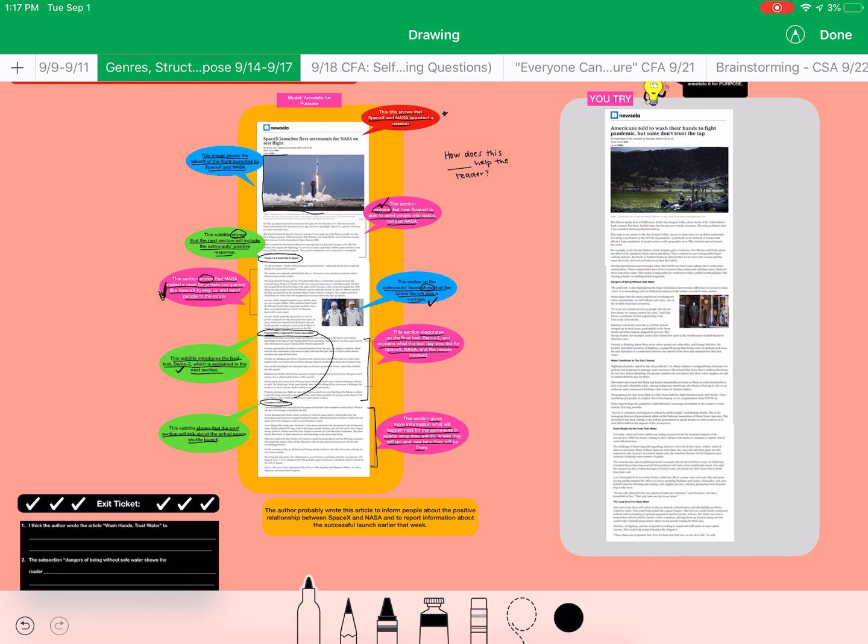That shows me that the author probably wrote this article to inform people about the positive relationship between SpaceX and NASA, and to report information about the successful launch earlier that week, the week before this article was published. So I've used the organization of the whole article to get to the reason behind writing the article. In this way, I've used the organization to show the purpose.